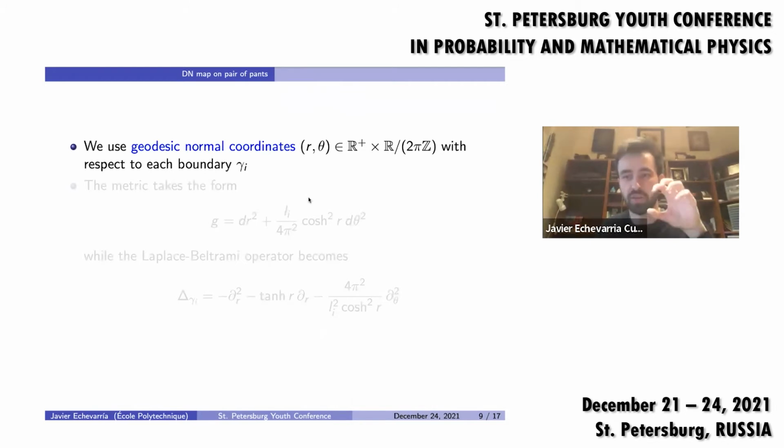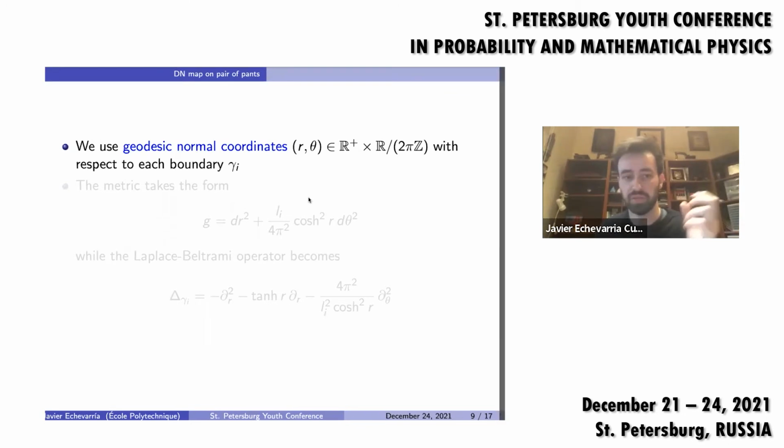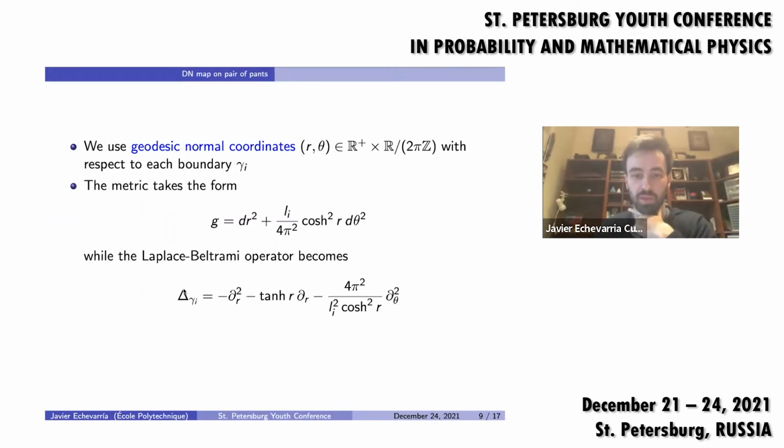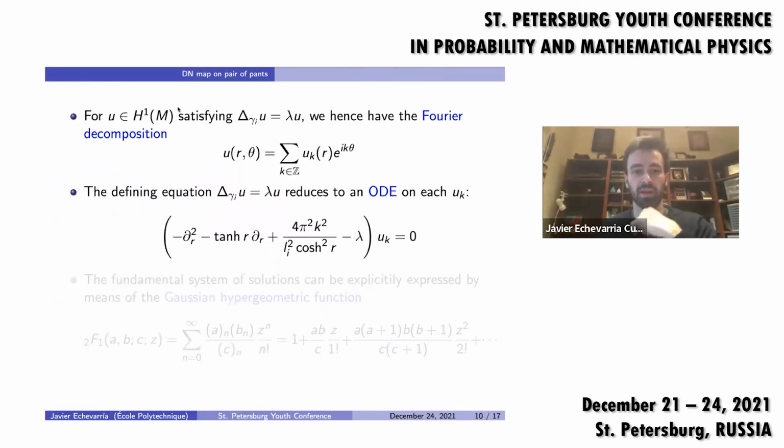So we place ourselves now on a single pair of pants, and on this single pair of pants, it will have 3 boundaries where the metric takes this form. The Laplace-Beltrami operator obviously has an according expression in these coordinates. The important thing here will be that we can basically split solutions into each cylinder. So let me explain that better. We start on a pair of pants and we get near a boundary. Near that boundary, obviously the pair of pants looks like a cylinder.